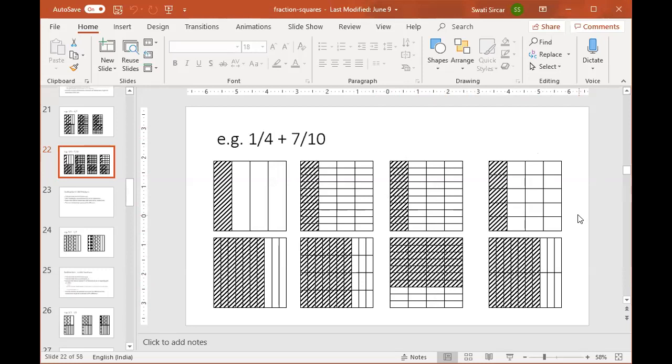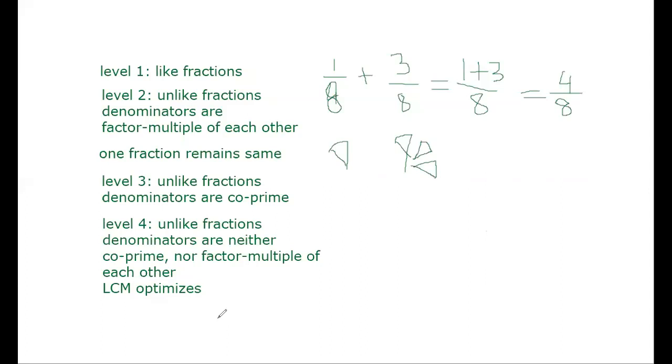See, each model or manipulative may have certain limitation, and this is one limitation of the square. You can do everything with square, except when you have to reduce things. Go from a 3 by 6 to 1 by 2. That part doesn't work so well with the square. Okay? So when you are in level 4, that is where you can use the strip or the circle, no problem. The square doesn't play so nicely here.